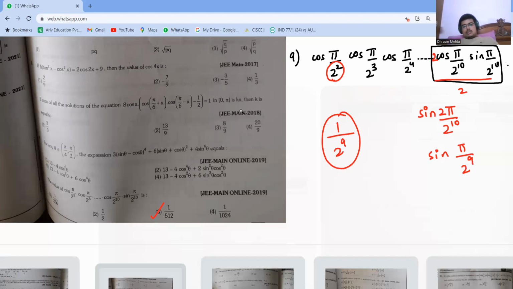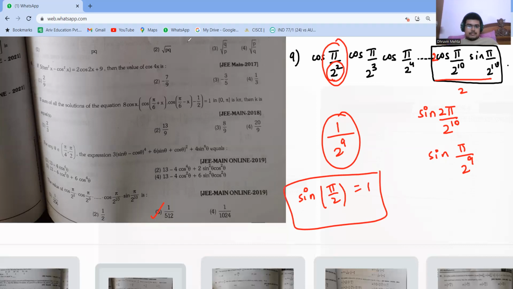Yes sir. And I hope you understood, guys, that in the last step, the double will be sin 2 theta, not cos. It will be sine of pi by 2, which becomes 1. So it's 1 into 1 upon 2 raised to 9. So 1 upon 5 and 2 will be the answer.